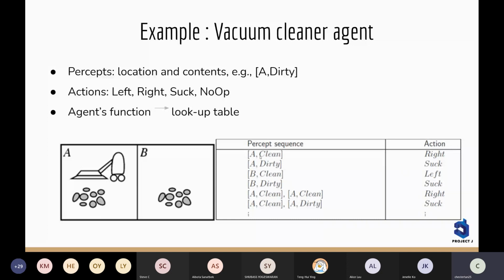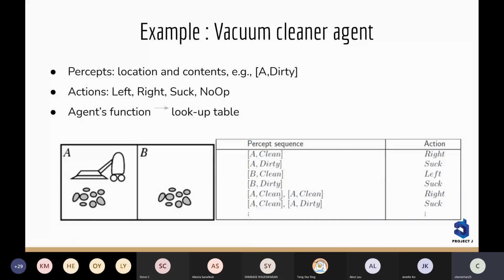Let's see the table for more explanation. For example, if the percept is A and clean, it means the agent is located here at A and the floor is clean, so the agent will move to the right. And if A is dirty, then it will suck the rubbish. The same applies to B. If the cleaner is located at B and B is clean, then we go to the left, and if B is dirty, then it will clean up the floor.